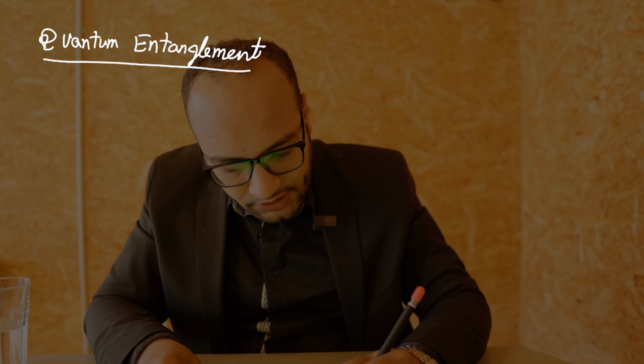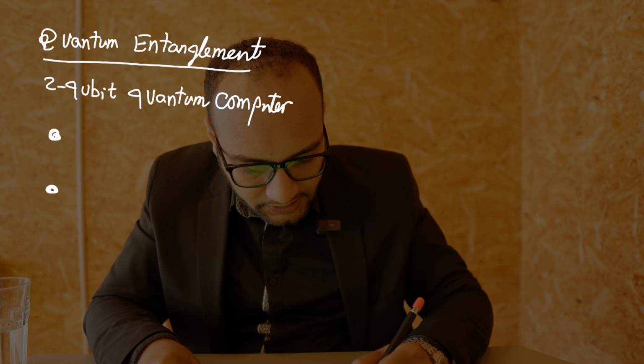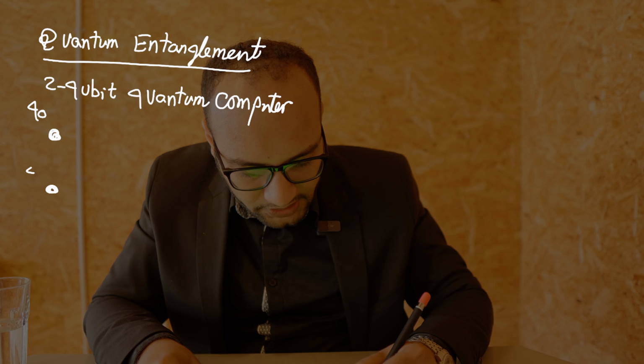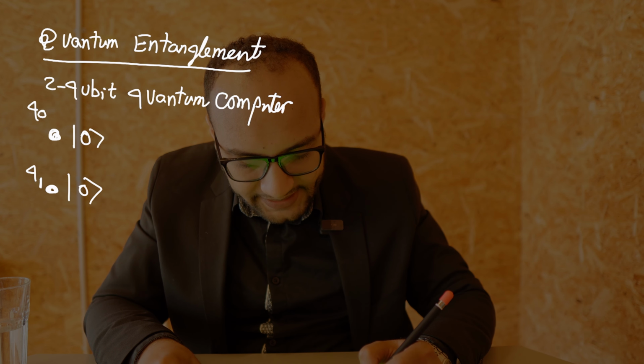So let's imagine a 2-qubit quantum computer. Let's have the two qubits. We will call the first one Q0 and the second one Q1. They are initialized in the ground state, which we denoted, as we have seen in the previous video, as ket 0.